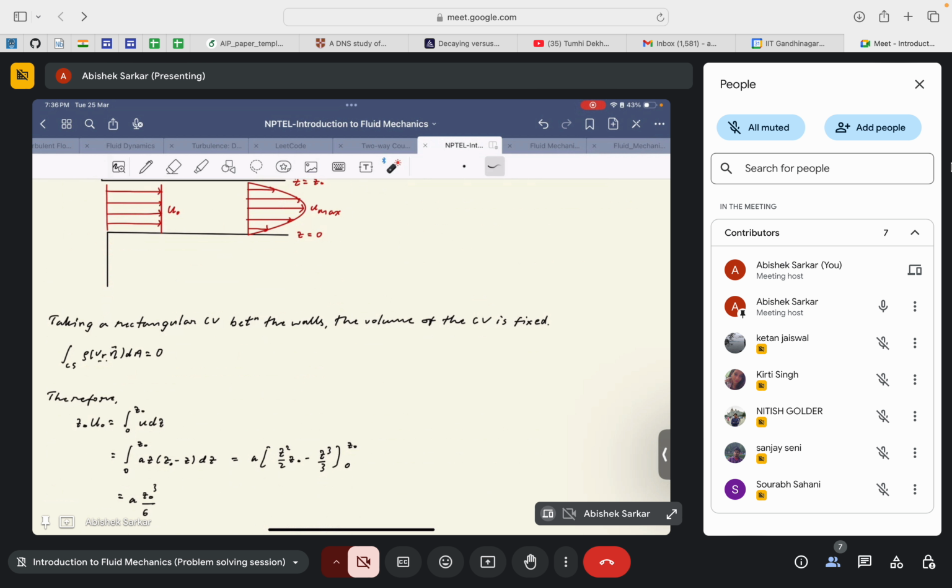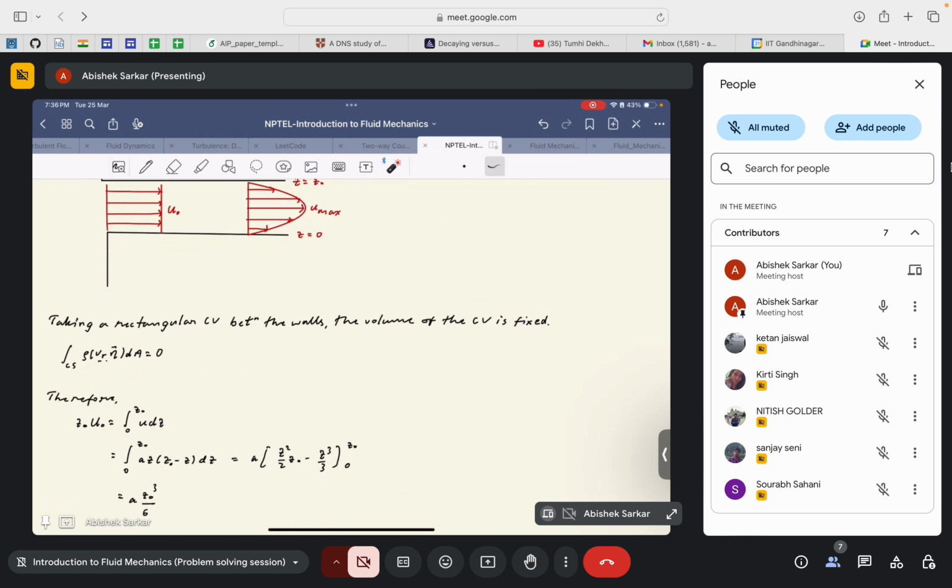Since density is constant, rather than dealing with mass flow rate, you can deal with the volume flow rate. Even if you keep density here, it will get cancelled out from both sides. So you'll have z naught times u naught equal to the integration from 0 to z naught of u dz.